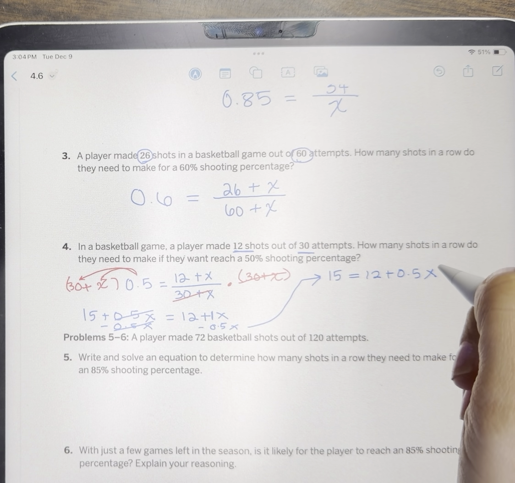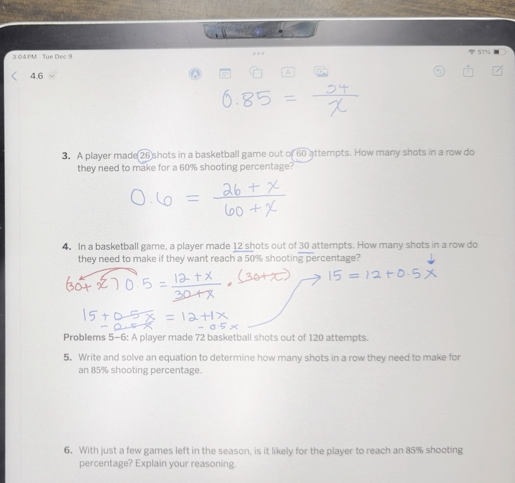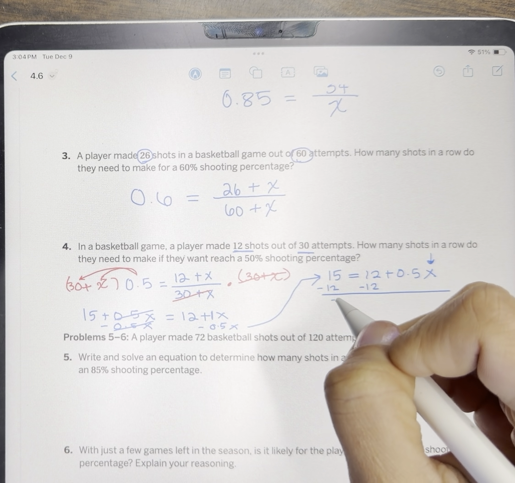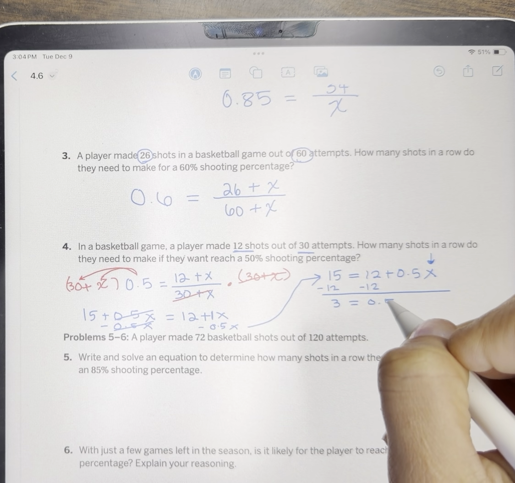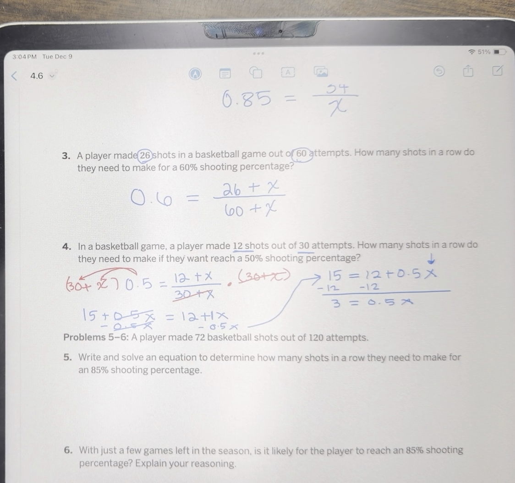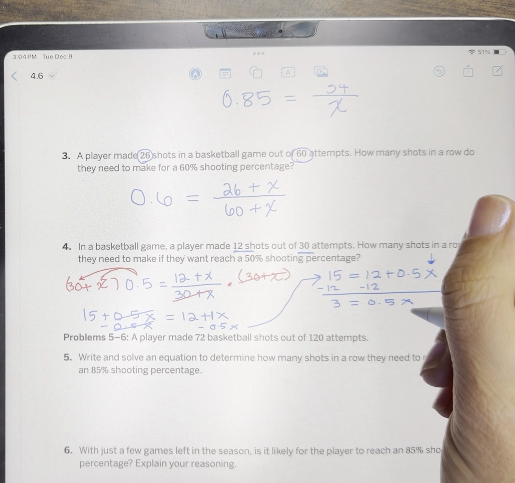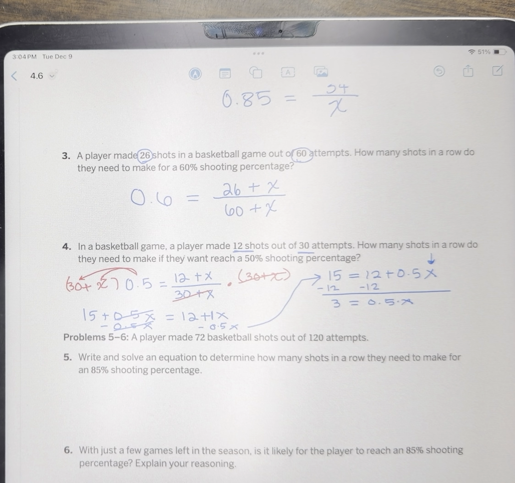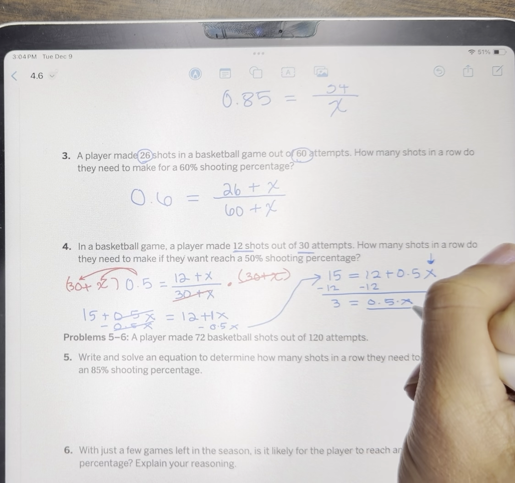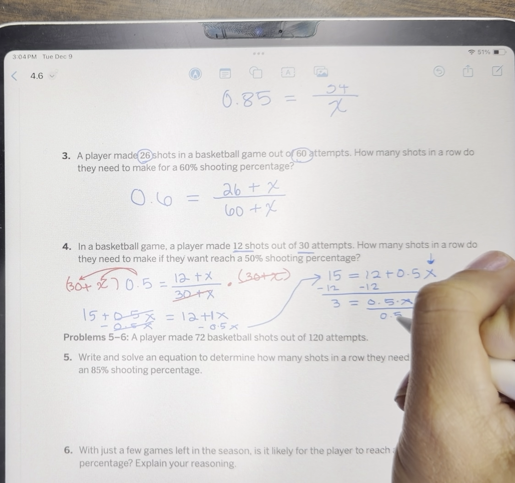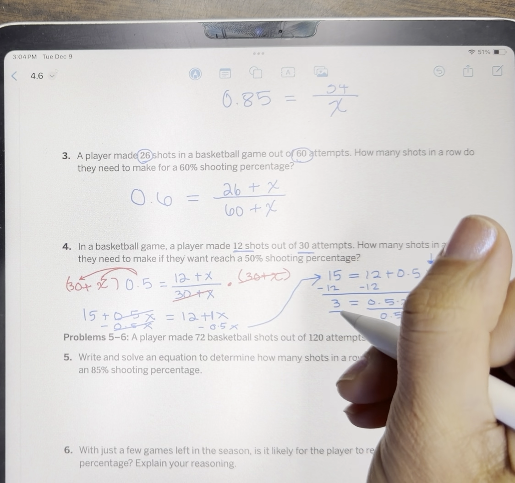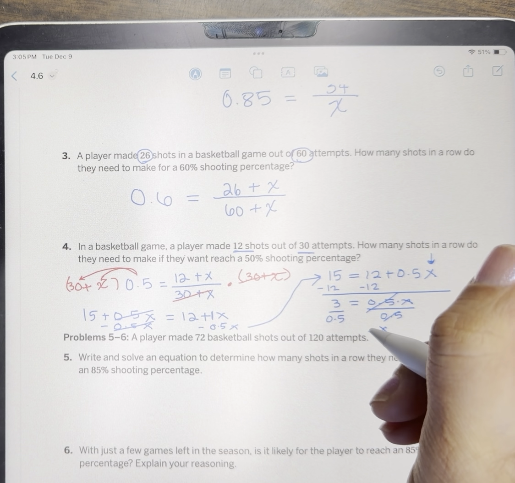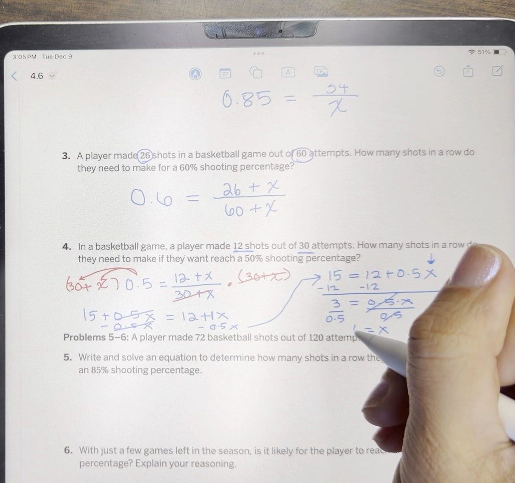The first thing I'm just trying to isolate is that x. So I'm going to move the 12. And I get 3 equals 0.5x. And now this 0.5, don't subtract it, because it's just 0.5 right next to an x. No operation given. That means it's multiplication. So you solve by dividing. Divide both sides by 0.5. And then this cancels, and you get x equals 3 divided by 0.5, which is 6.